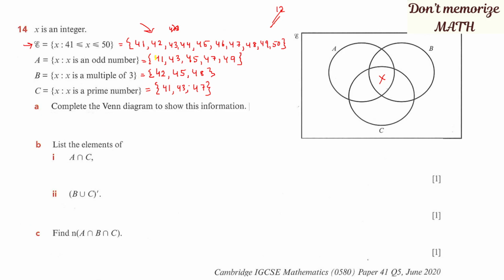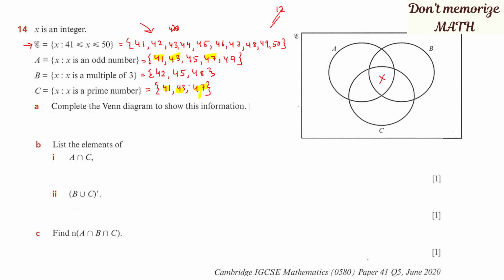A and C, 45 is common. Right? So sorry. Oh no. Okay, just erase them. Okay. A and C. We are choosing A and C. Is there anything common in A and C? 41 is common. 43 is common. 47 is common. Okay. So we will write here A and C.